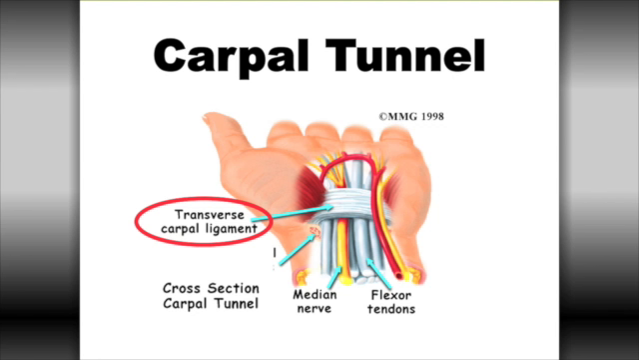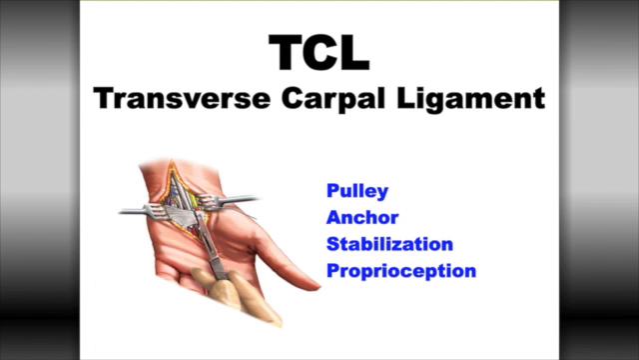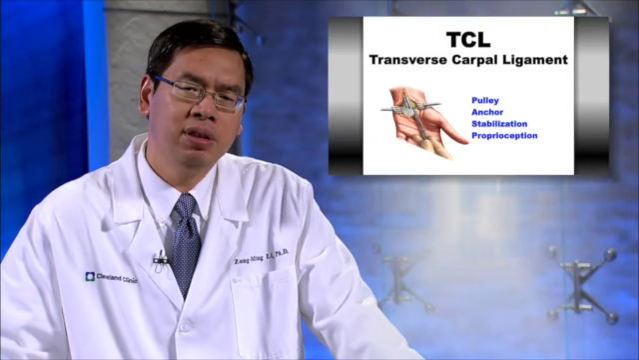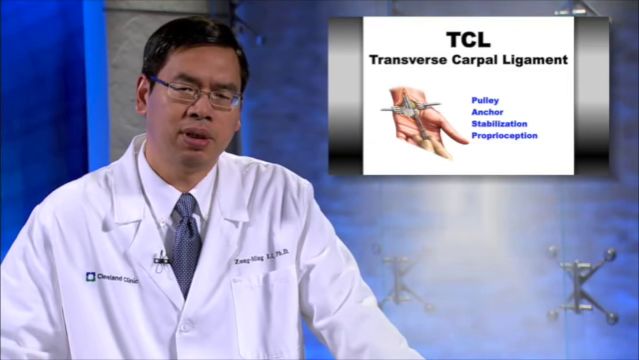Let me show you our studies on the transverse carpal ligament. We know that the ligament has many important biomechanic and physiological functions. It acts as a pulley for the flexor tendons, anchors the thenar and hypothenar muscles, stabilizes the bony structure, and provides wrist proprioception. This ligament is a target for routine surgical release to treat carpal tunnel syndrome.